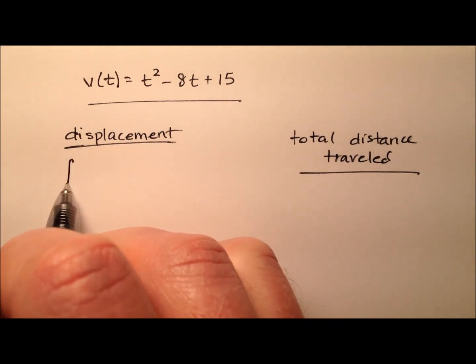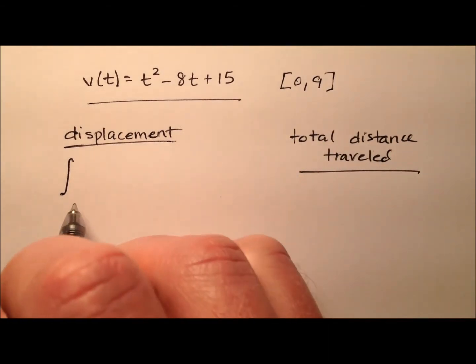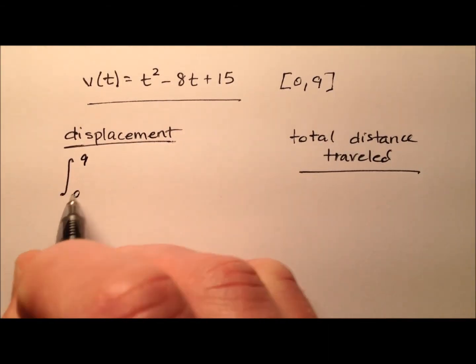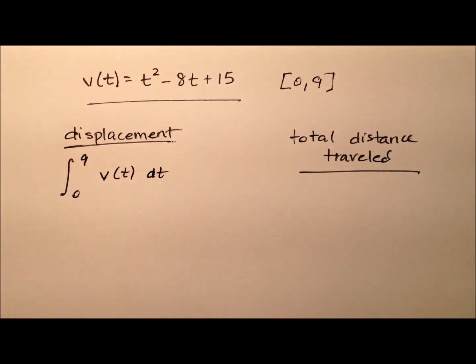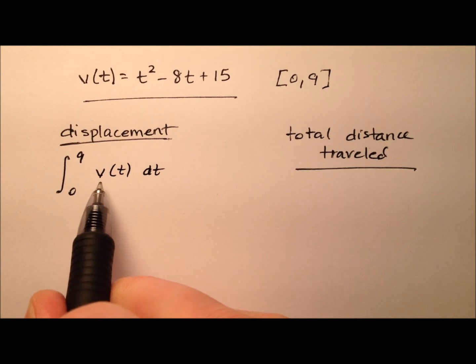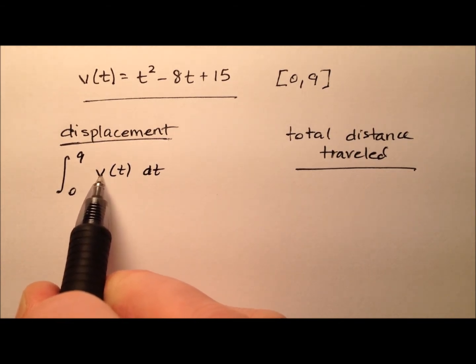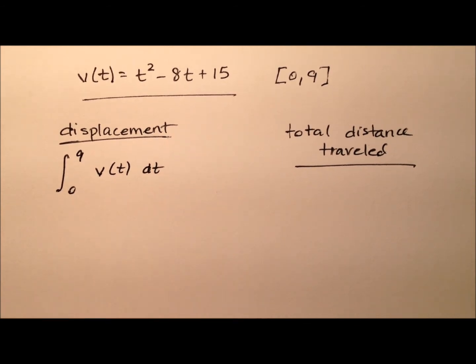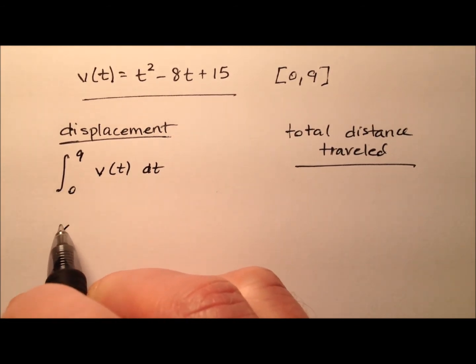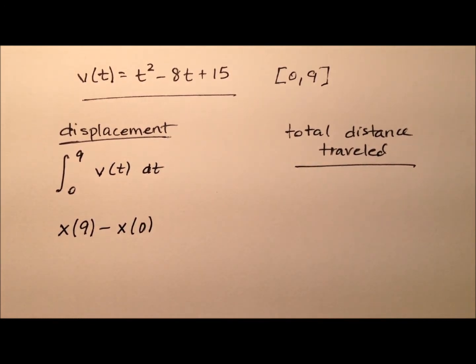So you can use an integral, and you can say, again, because our interval is from 0 to 9, you can say the displacement is the integral from 0 to 9 of our velocity function with respect to time. Okay, but you'll notice in doing so, all we're really doing is finding this integral, which really is our position function, and then we're going to plug in 9 and plug in 0 and subtract. So another way you could say this is the position at 9 minus the position at 0.